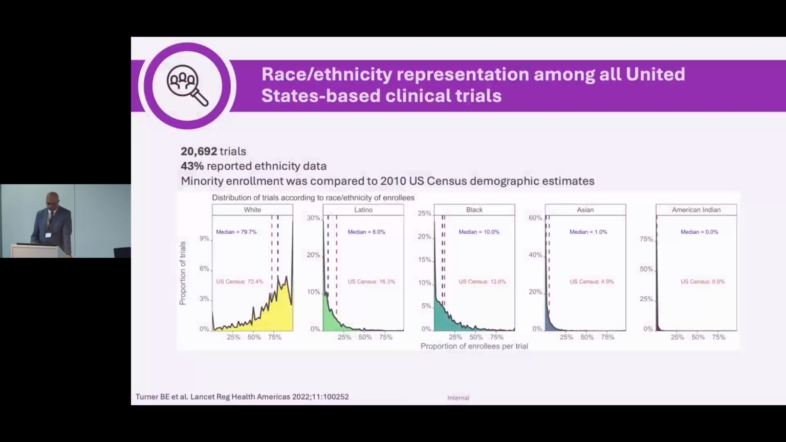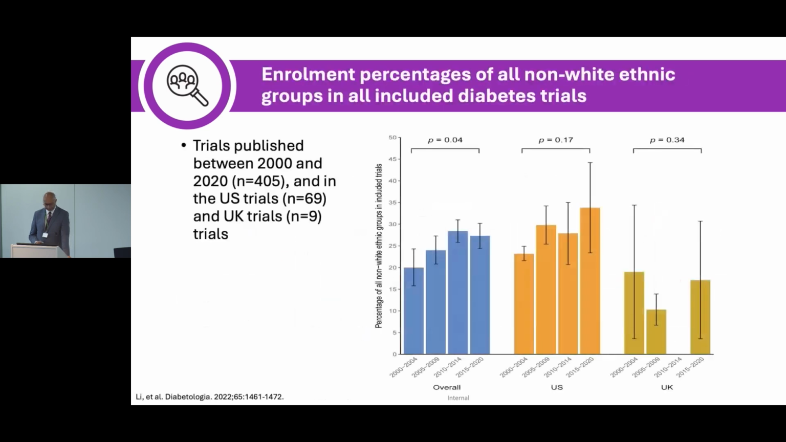So what about current representation in trials? This is from US race and ethnicity representation in over 20,000 trials, an incredible study. And what they did was they looked at the US Census and compared the data from the US Census to the trials. And overall, you can see for Latino, Black, Asian, American Indians, there's less participation of these ethnic minorities than in the census population for the US.